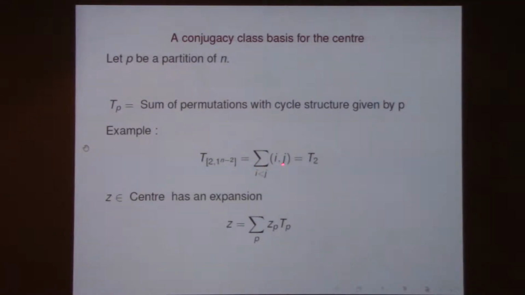i and j are swapped. Everything else goes to themselves. That sum of things doesn't live in the group, it's a sum. So it lives in the group algebra. That I'm going to call T2. And anything in the center, anything that commutes with all permutations, can be written as a linear combination of these T's. So these cycle structure sums form a basis for every element that commutes with the whole group.